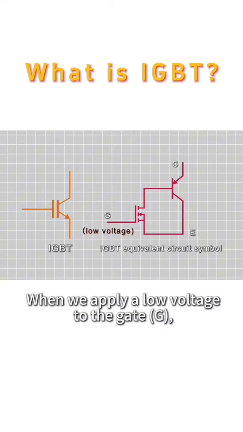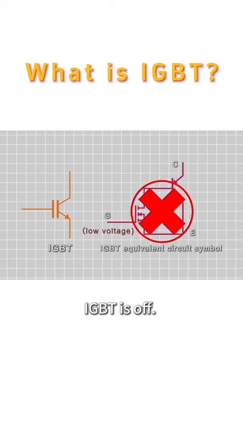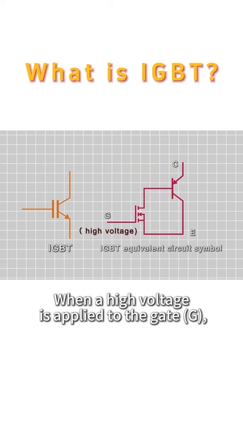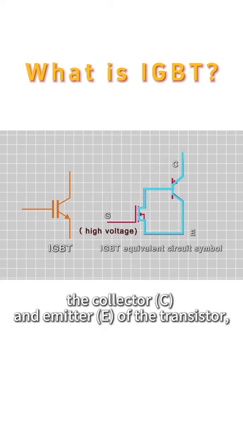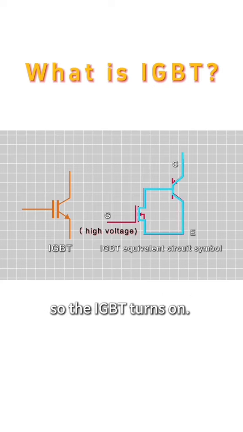When we apply a low voltage to the gate, IGBT is off. When a high voltage is applied to the gate, the MOSFET turns on first, and then the current flows through the collector and emitter of the transistor, so the IGBT turns on. This is the principle of IGBT.